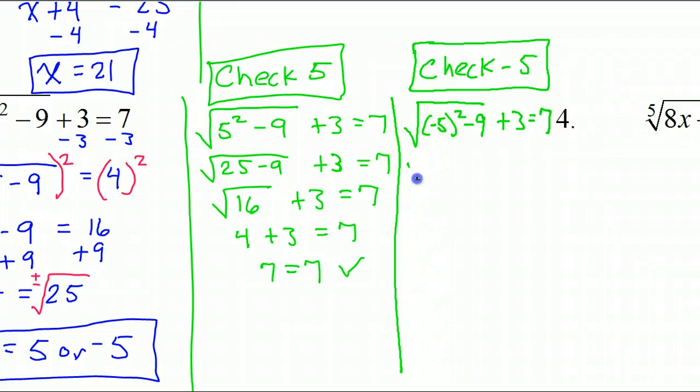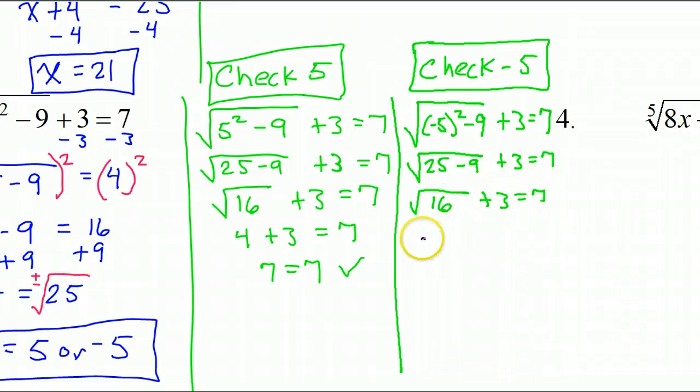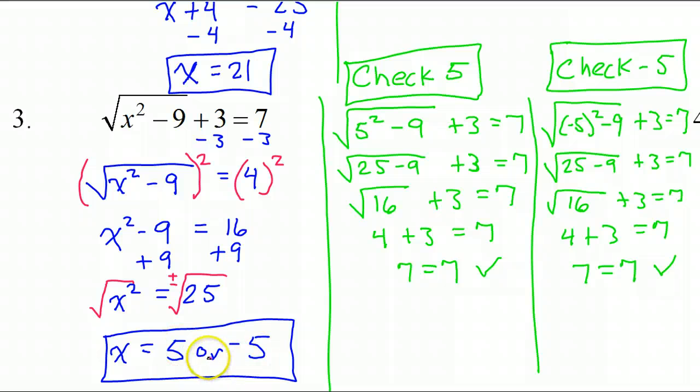And this is why we had two solutions in the first place, because 5 squared is 25, but guess what? Negative 5 squared is also 25. And from there, it's really the same exact thing. Okay, so both solutions do work. So that is the answer to number 3, 5 or negative 5.